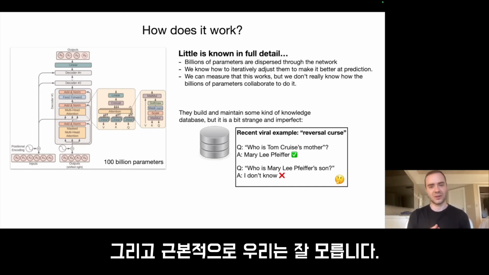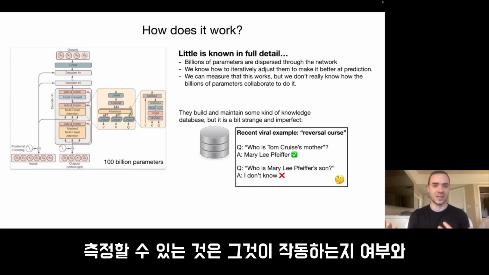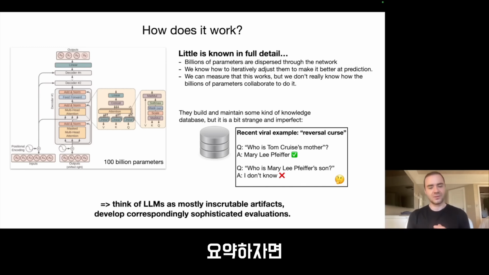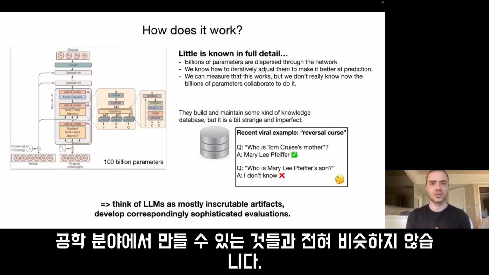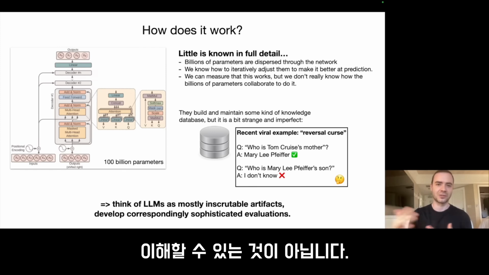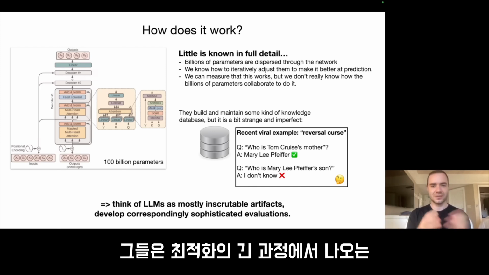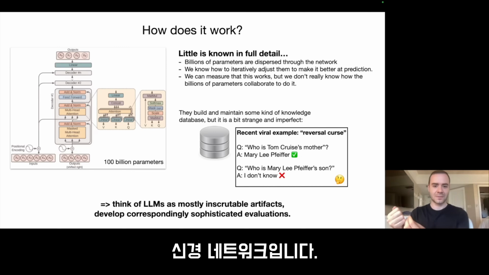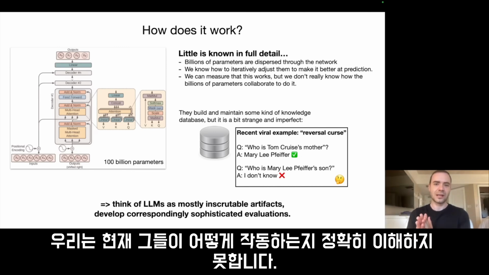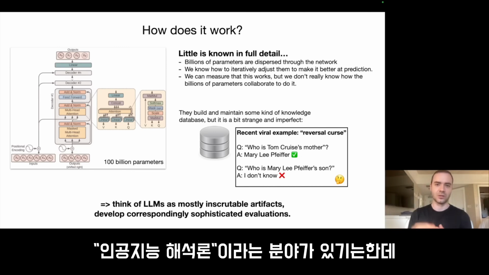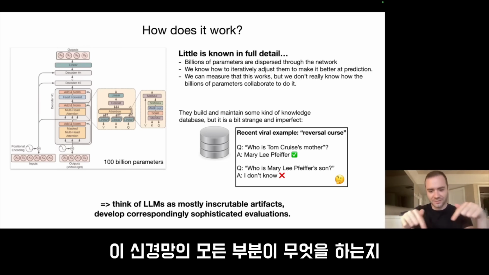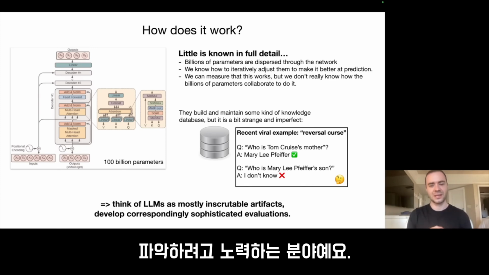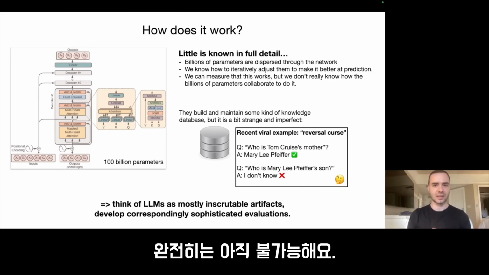Fundamentally, we don't really know, because all you can measure is whether it works or not, and with what probability. So long story short, think of LLMs as mostly inscrutable artifacts. They're not similar to anything else you might build in an engineering discipline. They're not like a car where we understand all the parts. They're neural nets that come from a long process of optimization. So we don't currently understand exactly how they work, although there's a field called interpretability, or mechanistic interpretability, trying to go in and figure out what all the parts of this neural net are doing. You can do that to some extent, but not fully right now.